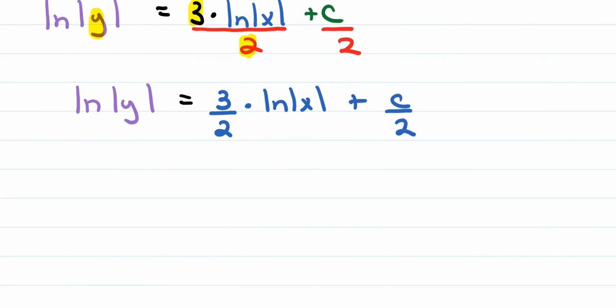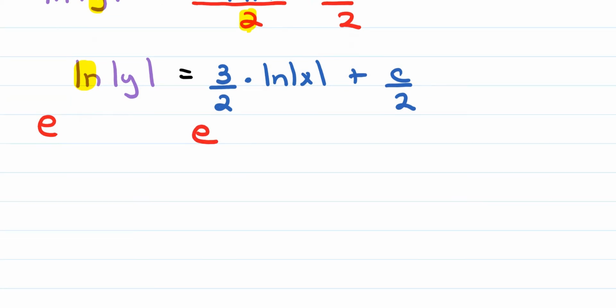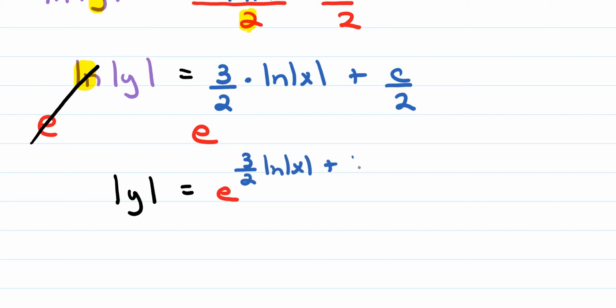Okay, so once again, we're cleaning up every single step here. And then after that, I need to get rid of this ln here. The only way to get rid of the ln is by raising the left-hand side by e, and that means you need to raise the right-hand side by e. If I do that, these will cancel off, giving you just the absolute value of y on the left-hand side, and this is going to be e to the power of 3 over 2 times ln absolute value of x plus c over 2.